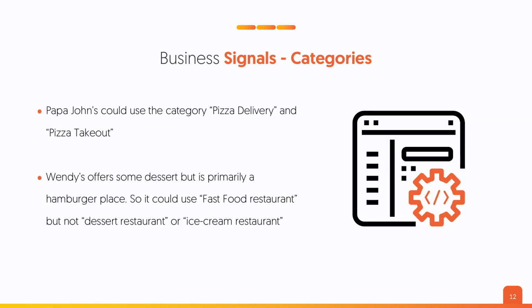Papa John's could use the category of pizza delivery and pizza takeout. Wendy's, they offer desserts, but it mainly is a hamburger place, so it could use something like fast food restaurant, but I wouldn't recommend using dessert restaurant for Wendy's or ice cream restaurant, just to give you an idea. Even though Wendy's or McDonald's can offer ice cream, they're not really an ice cream joint. They're more of a fast food hamburger type of joint.